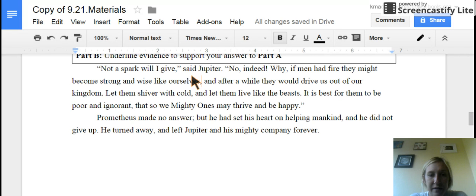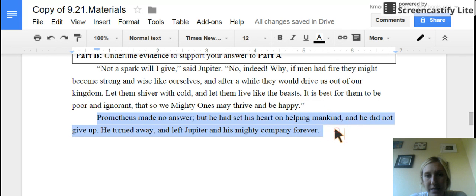Not a spark will I give, said Jupiter. No, indeed. Why, if men had fire, they might become strong and wise like ourselves, and after a while they would drive us out of our kingdom. Let them shiver with cold, and let them live like beasts. It is best for them to be poor and ignorant, so we mighty ones may thrive and be happy. Prometheus made no answer, but he had set his heart on helping mankind, and he did not give up. He turned away and left Jupiter and his mighty company forever.